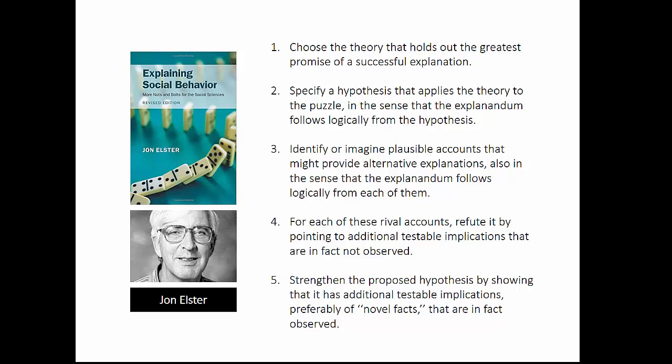And then we move on to what Elster says, for each one of these rival accounts, that's the fourth point: refute them. Refute them by pointing to additional testable implications that are in fact not observed. So we have one explanation that we think holds the most promise, but now let's think of other plausible explanations and then show that these other ones are wrong. Go and find some evidence, or think about ways you could show that if those other things are true, or if they would be wrong, then you wouldn't observe, or you would observe something else.